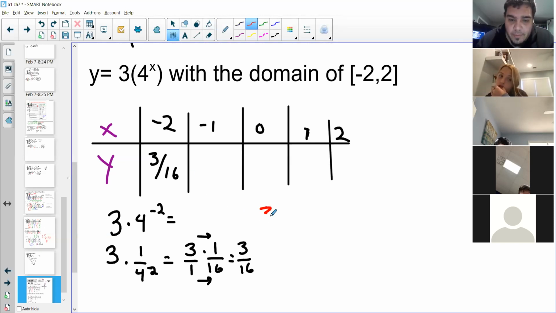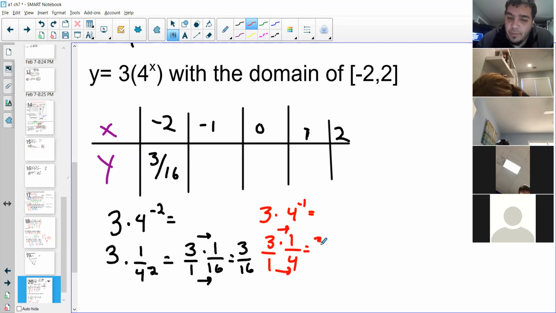Next one, I'll do in red. 3 times 4 to the -1 power. Again, in this situation, negative powers mean bring it down. Since I'm dealing with a fraction, I'll make everything a fraction. So 3/1 times 1/4. Multiply straight through: 3/4. As a decimal, that's 0.75.